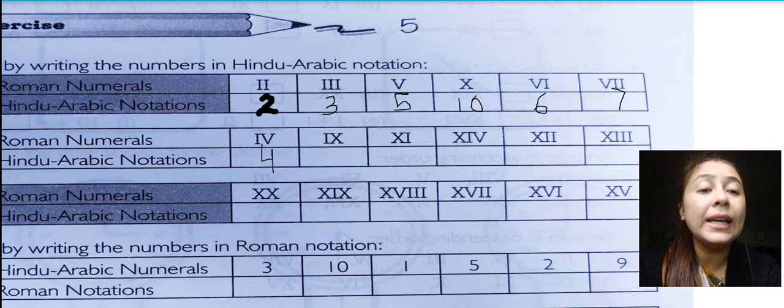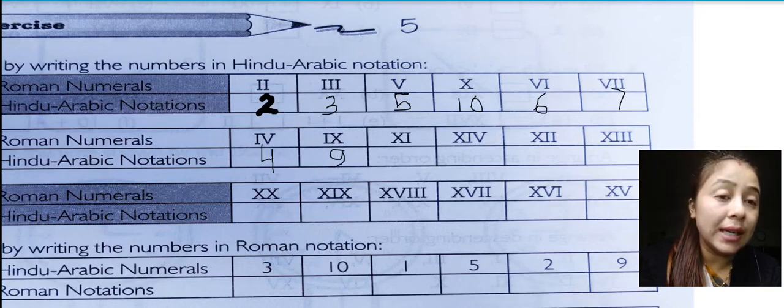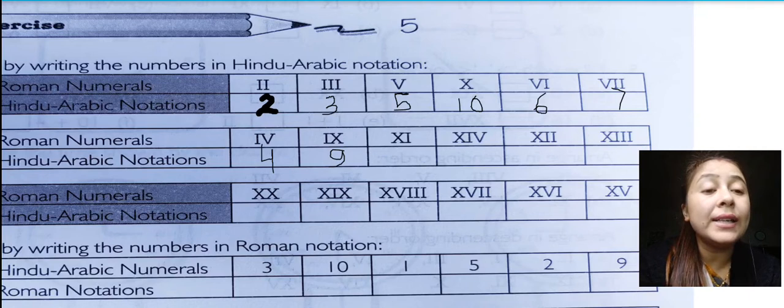Okay, IX means X is 10, I means 1, so 10 minus 1 is 9. XI means X is 10, I means 1. X is placed before I, it is the greater value, so here we will add 10 plus 1 equals 11.